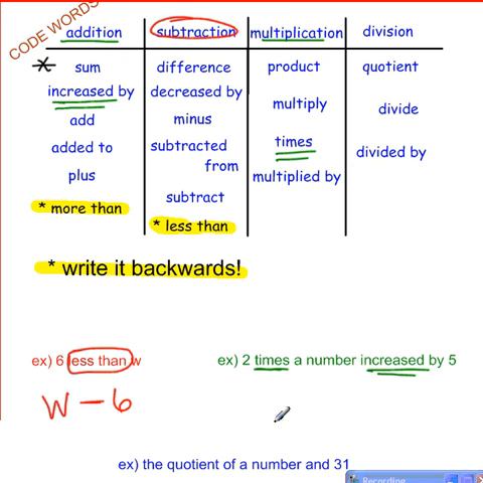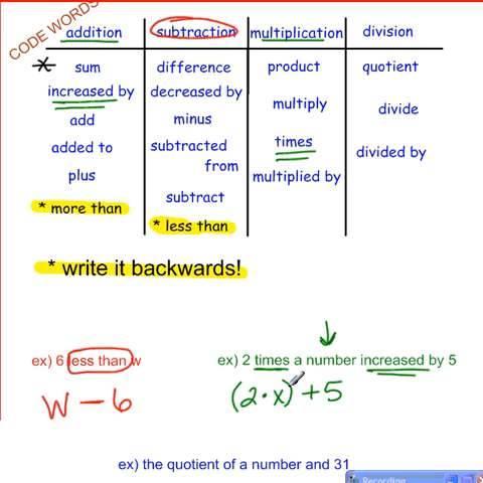Now for 2 times a number, you could do a couple of things here. You could do 2 times, use a little dot, a number. Now I'm going to make the letter X represent a certain number. You could have put the letter N, any variable representing this unknown, so any letter of the alphabet will do. 2 times a number, and all of this is increased by, increase means add, by 5. You could do that.